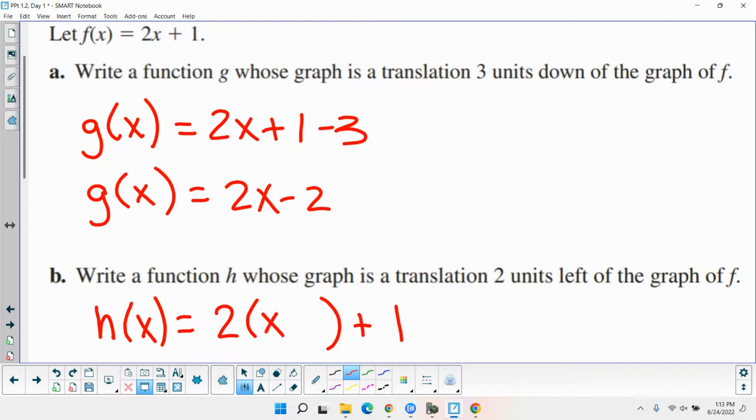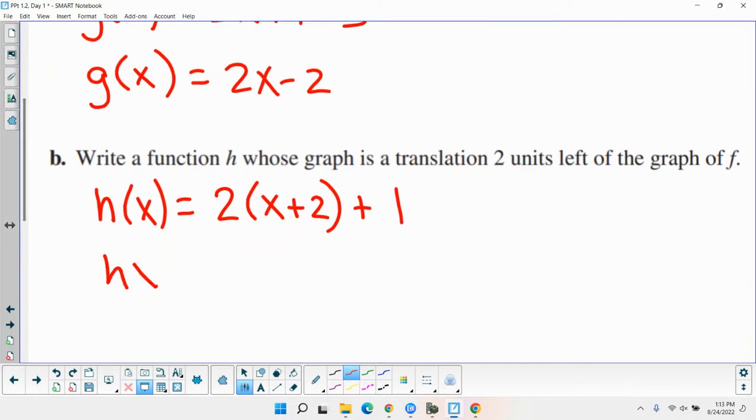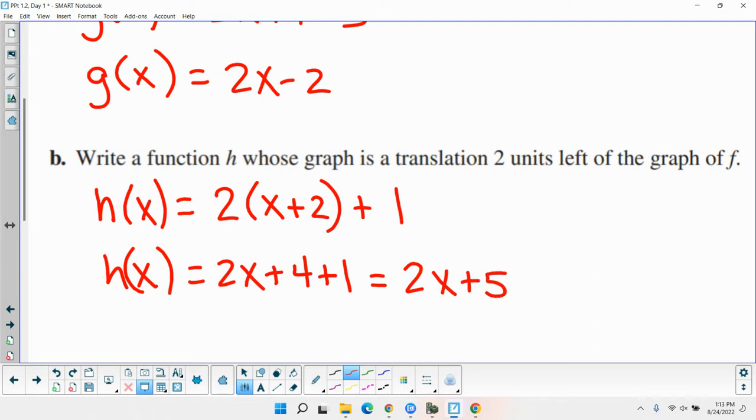X plus 2, right? And then to clean it up, we'll distribute our 2. 2x plus 4 plus 1 is 2x plus 5. That's our new function that moved 2 units to the left. Okay? Translation. Simple. You can do it, no problem.